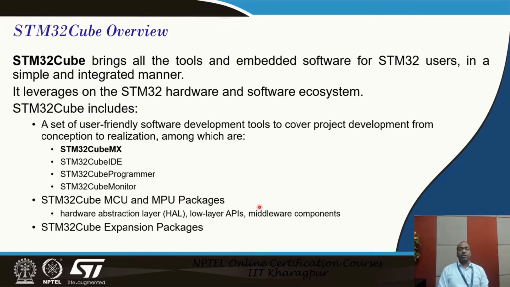And the middleware includes the RTOS, USB library, file system, TCP/IP stack, touch sensing library, or graphical library, depending on the STM32 series we are using. It also includes the RF stacks such as Bluetooth, OpenThread, Zigbee, LoRa, Sigfox, again depending on the specific STM32 wireless series we are using.